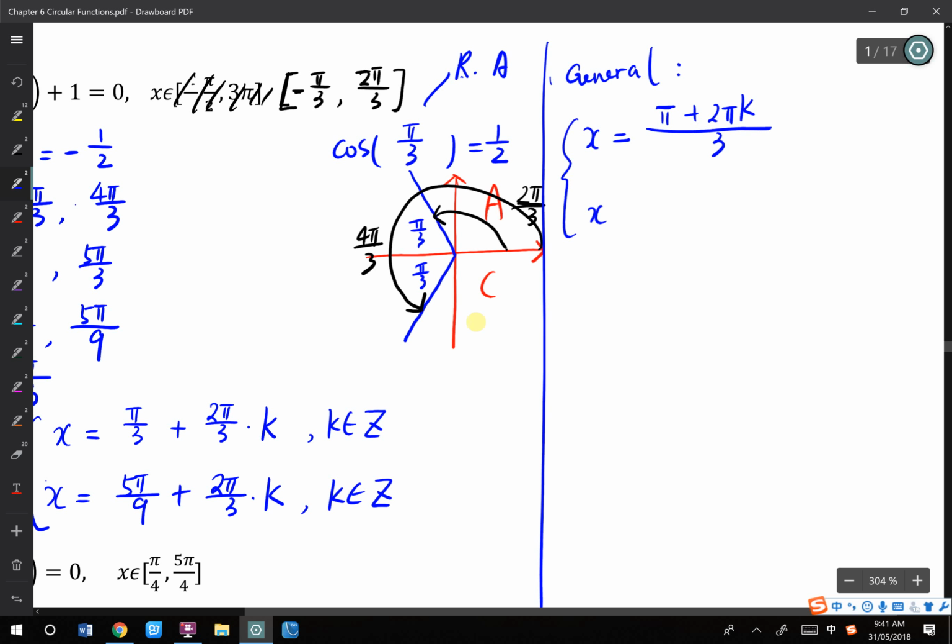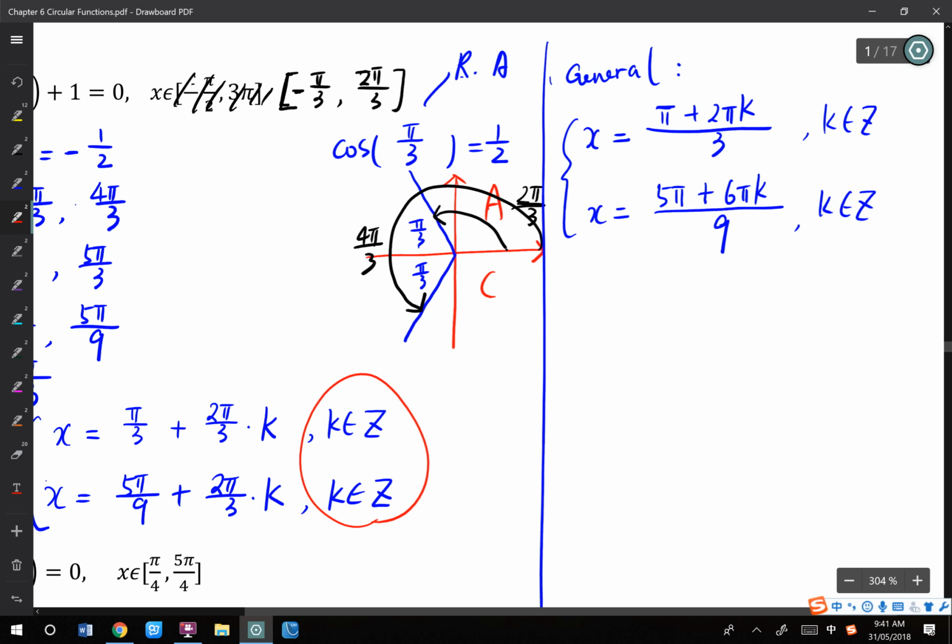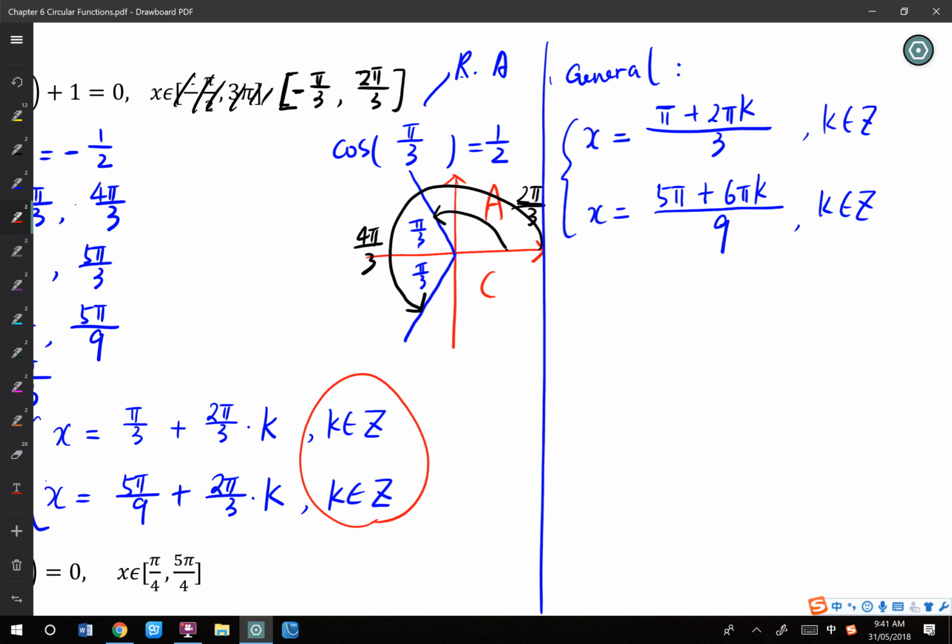And the second one is 5 pi plus 6 pi k over 9. Okay, don't forget that k belongs to z. Very important. If you don't write k belongs to z, you lose the mark. So k belongs to z, you must write that.